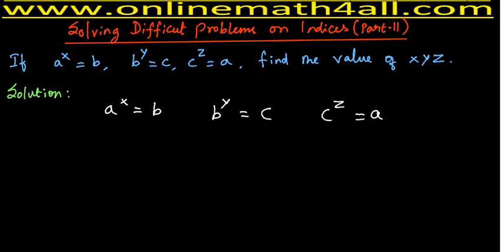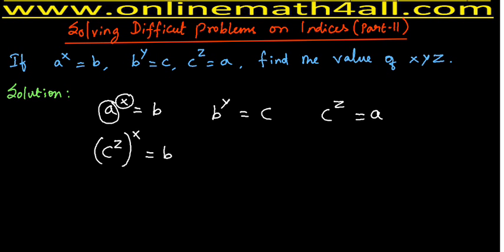I'm going to apply this value for a into the first equation, that is a to the power x is equal to b. So for this a I'm going to plug c to the power z. When I do so, I'll be getting, for this a we write c to the power z. Since we have power x, for c to the power z we take power x is equal to b.